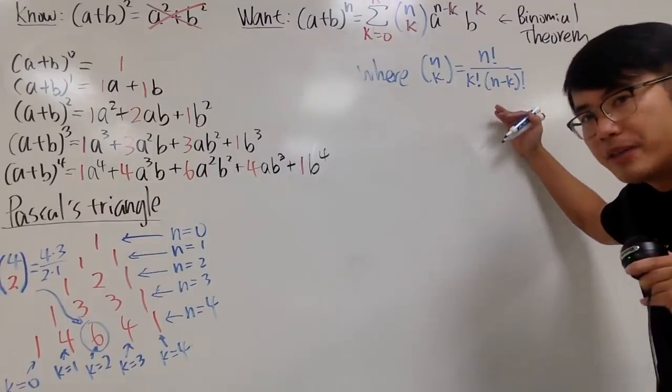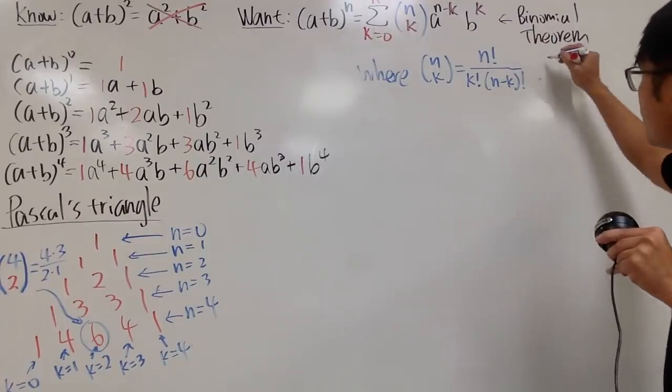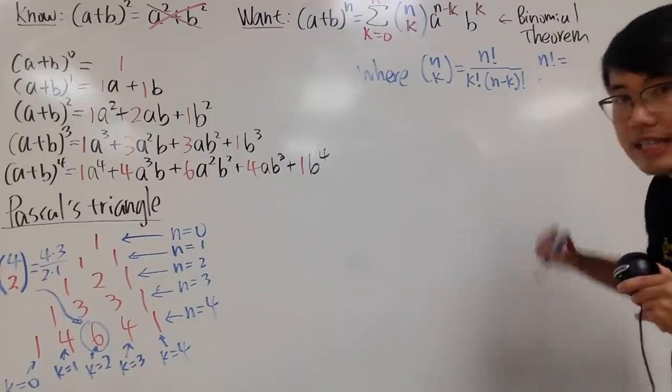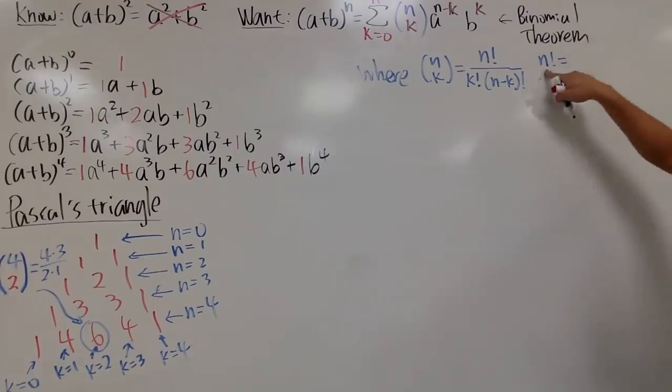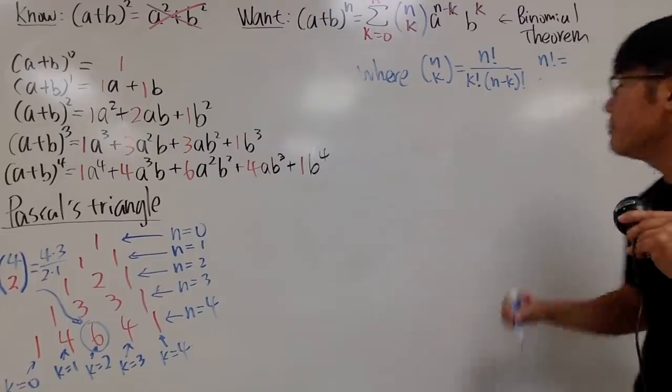And here are some of the conventions I will have to tell you. First of all, the n factorial, this is how we multiply out if n is a positive whole number.